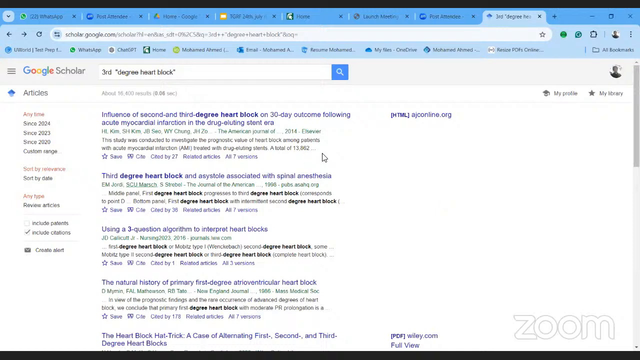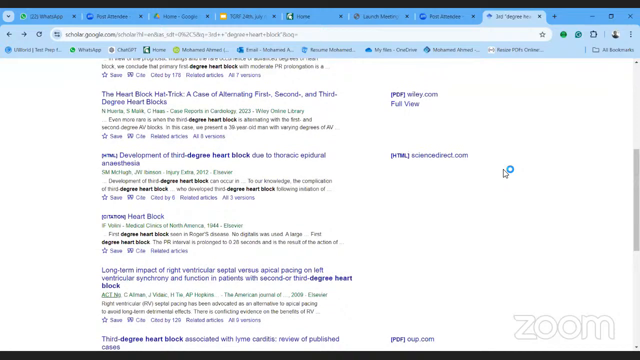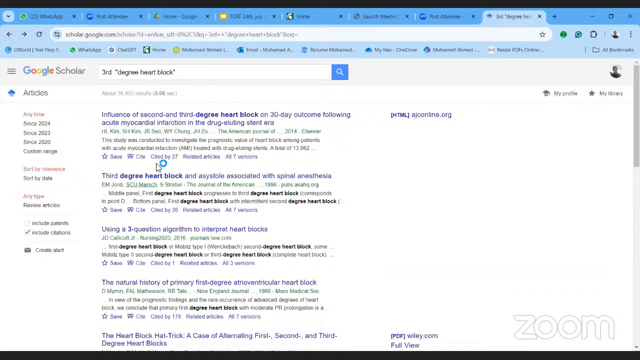So this is basically what you're going to see once you type your keywords. For example, I typed here third-degree heart block, and it basically displays the results in a similar manner to the regular Google search engine. You have a few options here to customize your search. You can customize the timeline. You can customize the search results according to relevance or by date. And you can choose the type of results, any article or just review articles.